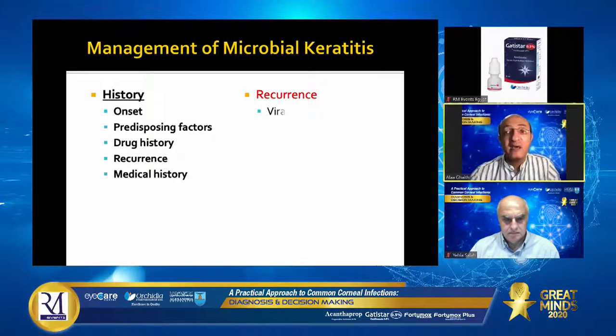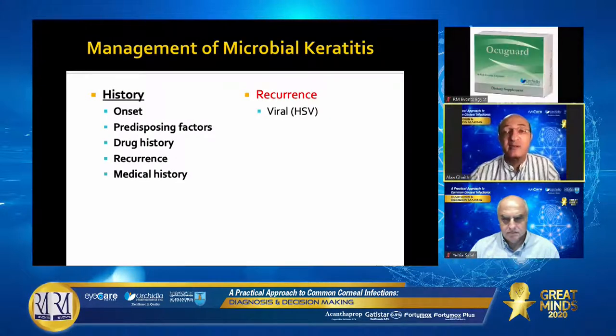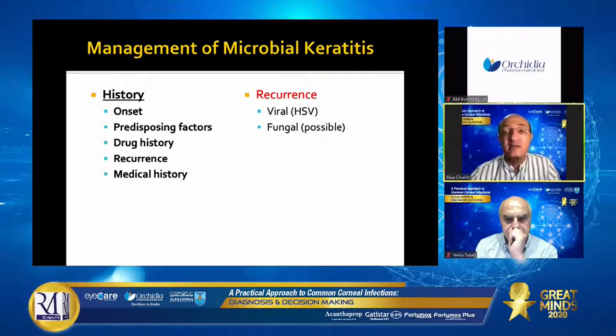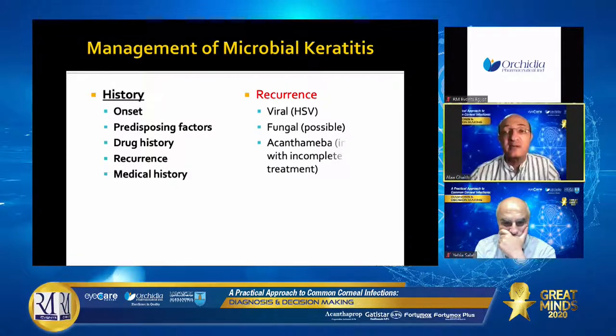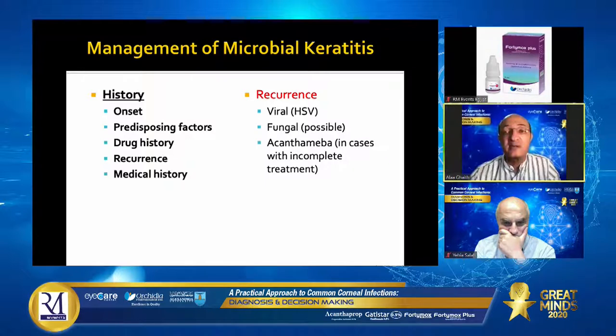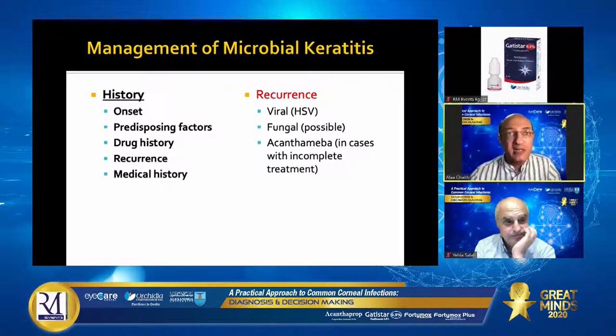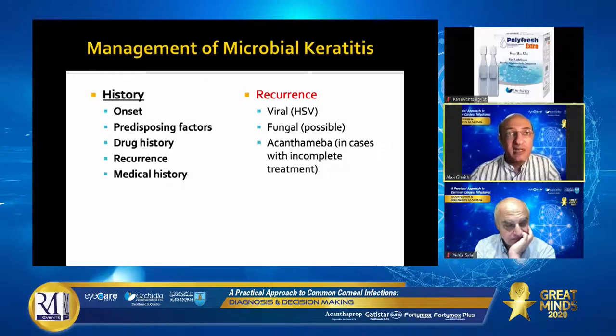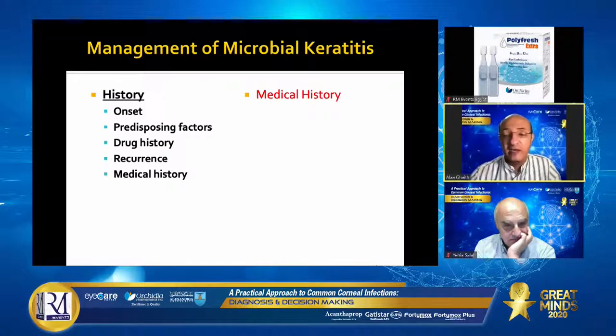A history of recurrence is very pathognomonic of viral keratitis, herpes simplex keratitis. Also, it is possible to have a recurrent fungal keratitis after insufficient treatment. And also, acanthamoeba keratitis may have a history of recurrence. The patient receives treatment, then doesn't continue treatment, so he may have a recurrence of infection.